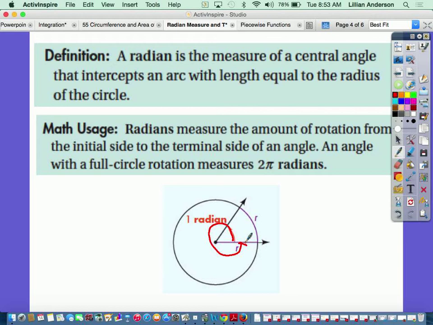That's why you need to have your calculator in a certain mode, or else it's going to do a completely different type of measurement. Radian measures its amount of rotation, whereas degrees is just the angle of that particular sector, I guess you could say. So there's a big difference.